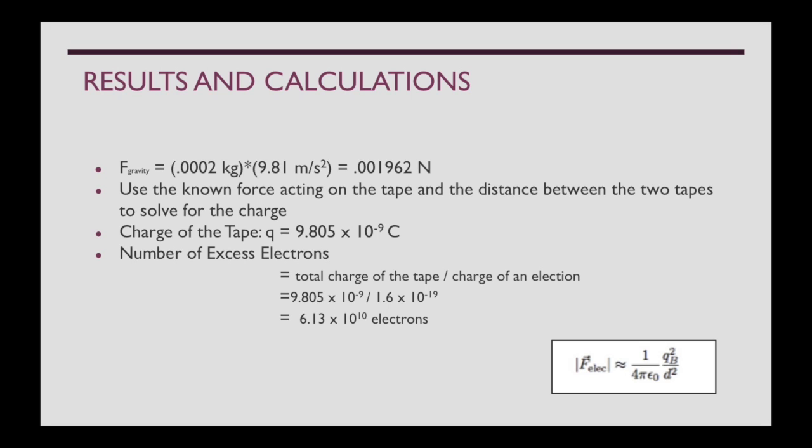Next, the number of excess electrons is calculated. This is done by dividing the total charge of the tape by the charge of one single electron, which is 1.6 times 10 to the negative 19 coulombs. It is found that the number of excess electrons is equal to 6.13 times 10 to the 10th electrons.